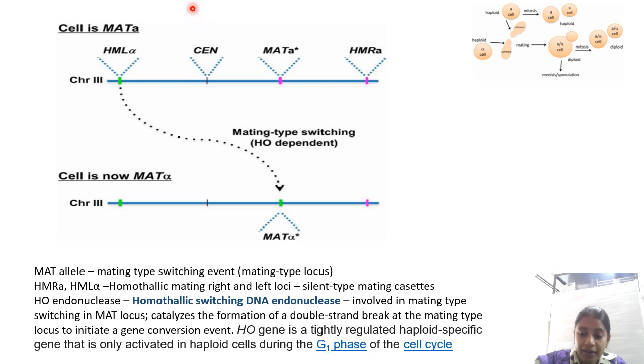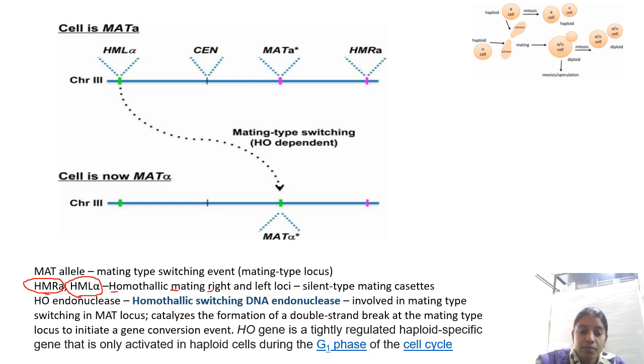So the MAT locus determines the type of the haploid cells, whether it is A or alpha. This MAT allele is the functional form of the allele. Whereas you have the other loci, which are called HMRA and HML alpha. These are the homothallic mating right and left loci. HMRA is homothallic mating right, whereas HML alpha is homothallic mating left alpha.